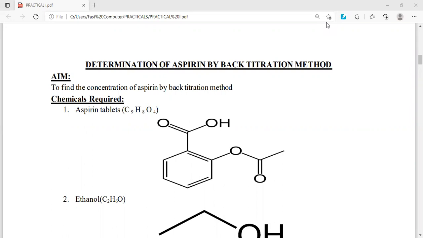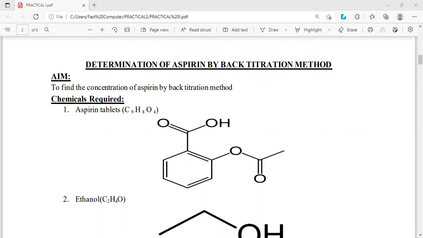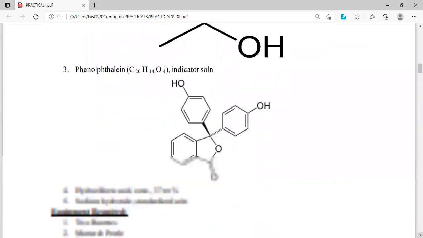The chemicals required for this practical are aspirin tablets. Its formula is C9H8O4. Its structure is given here. The second chemical is ethanol. Its formula is C2H6O. The third chemical is phenolphthalein, C20H14O4.